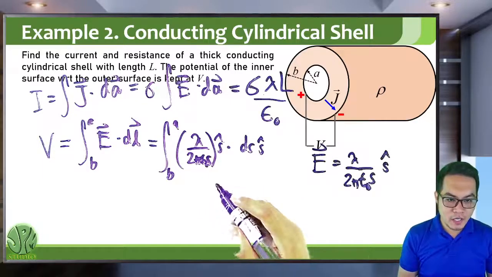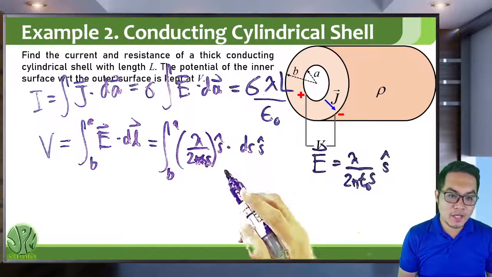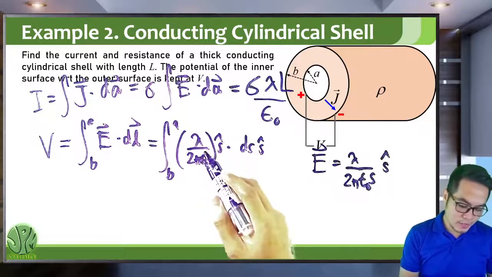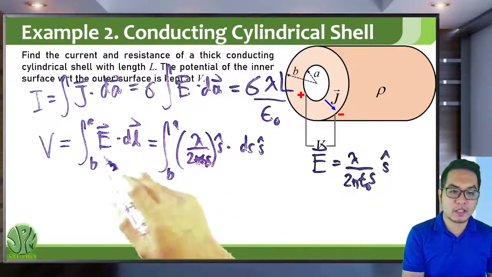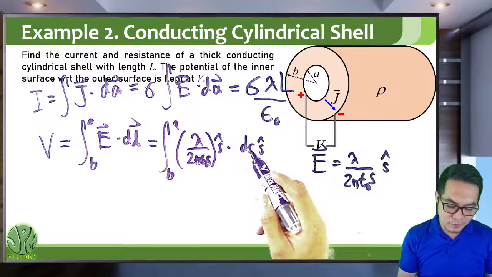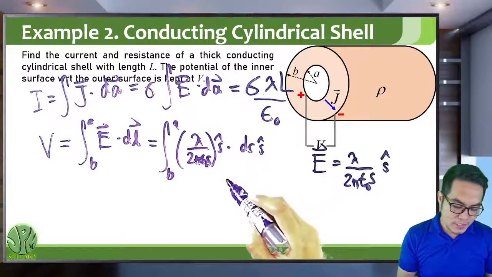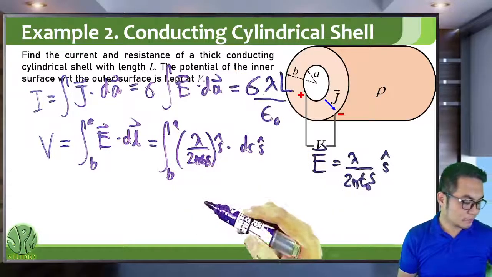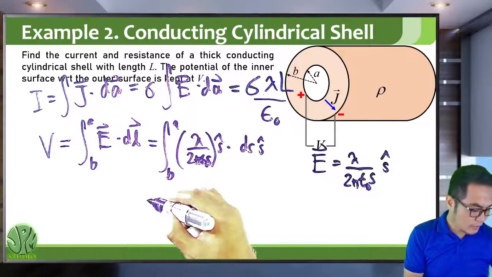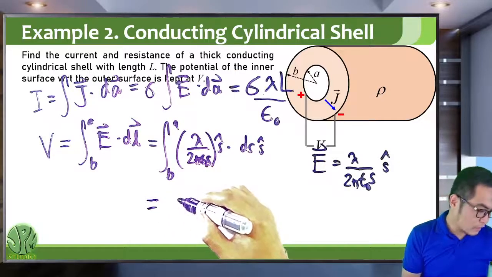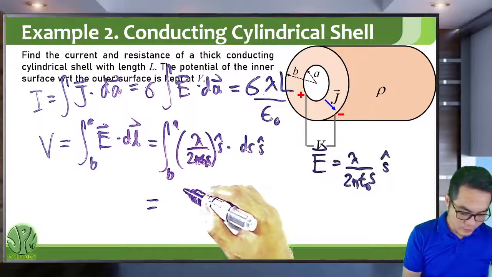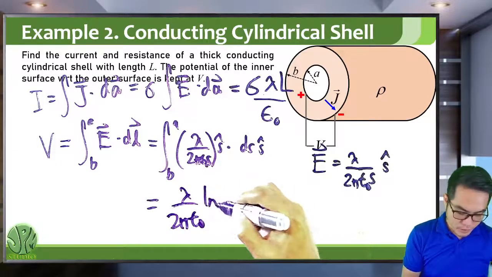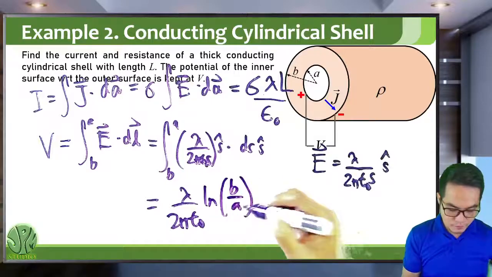So basically, you will have an integral of ds over s, and the answer of that is ln. Lambda is a constant, 2 pi epsilon naught is a constant. You can take those out of the integral, and you will be left with the integral of ds over s evaluated from B to A. And this will give you a value of lambda over 2 pi epsilon naught ln of B over A.